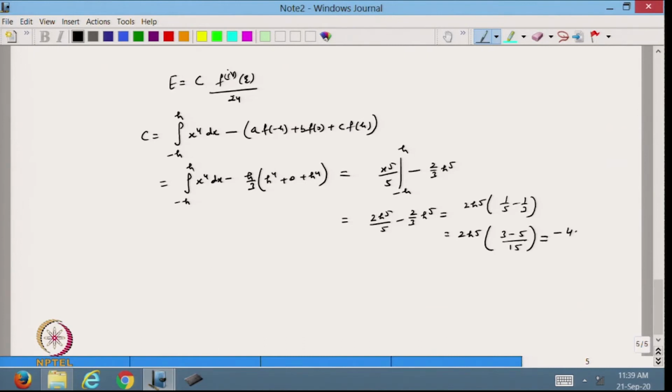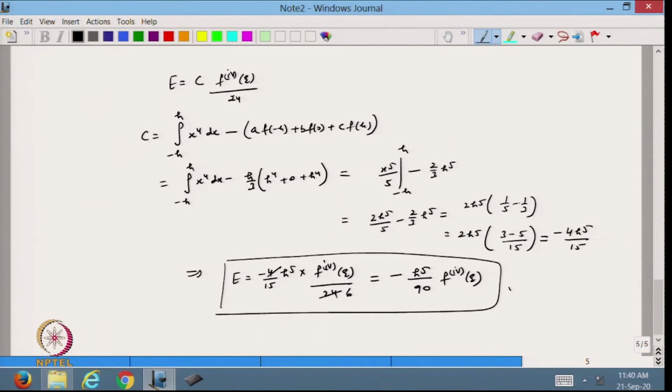Minus 4 h to the 5 by 15. So, this I am getting. So, from here my error will be, so c is this one, minus 4 by 15 h raised to power 5, fourth derivative by 24. So, from here this 4 will cancel out with 6. So, I can write that this is equal to h raised to power 5 into 90. So, that is the error, and it is the same as the Simpson 1/3 rule.